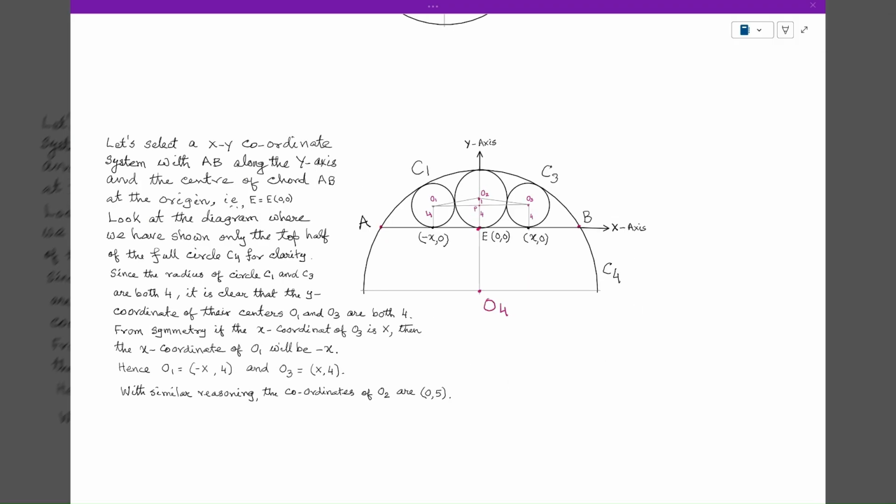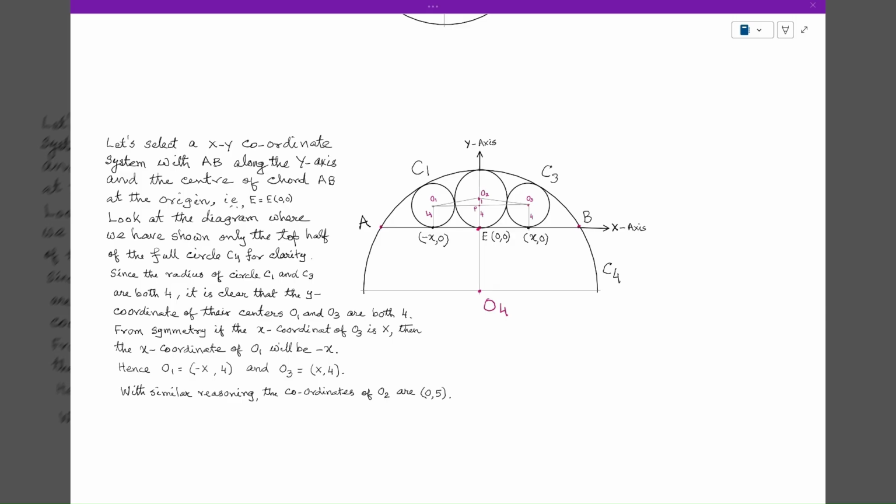Let's start an XY coordinate system with AB along the x-axis and the center of the chord AB at the origin, that is E is equal to (0, 0). Look at the diagram where we have shown only the top half of the full circle C4 for clarity.